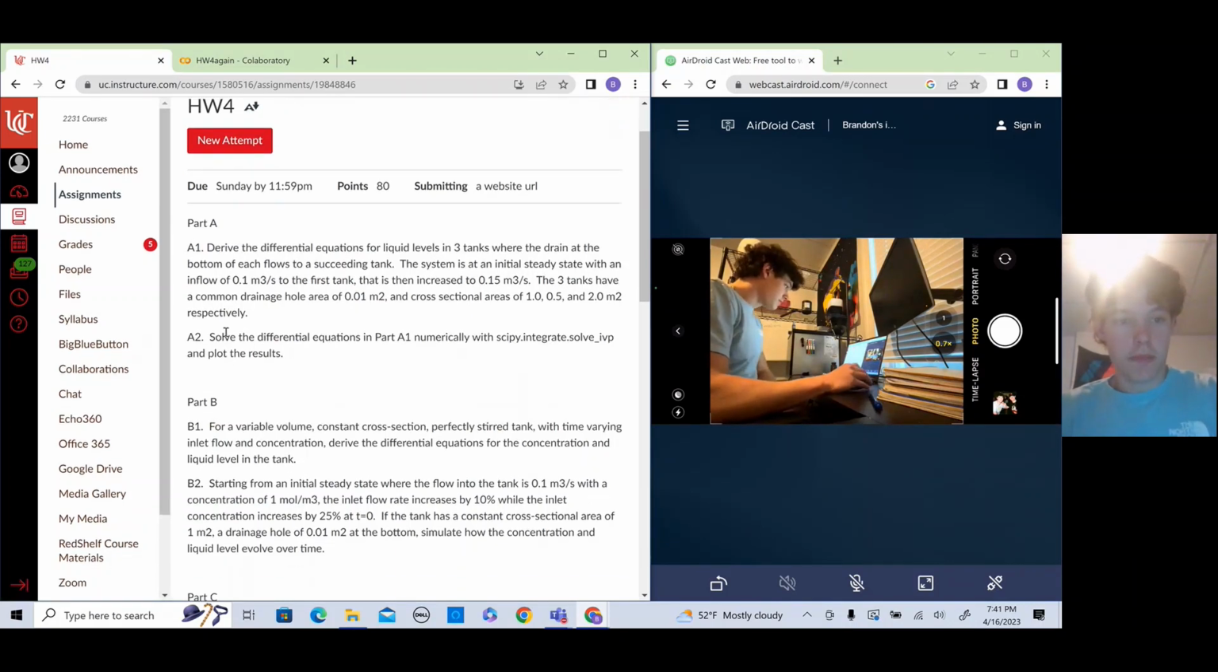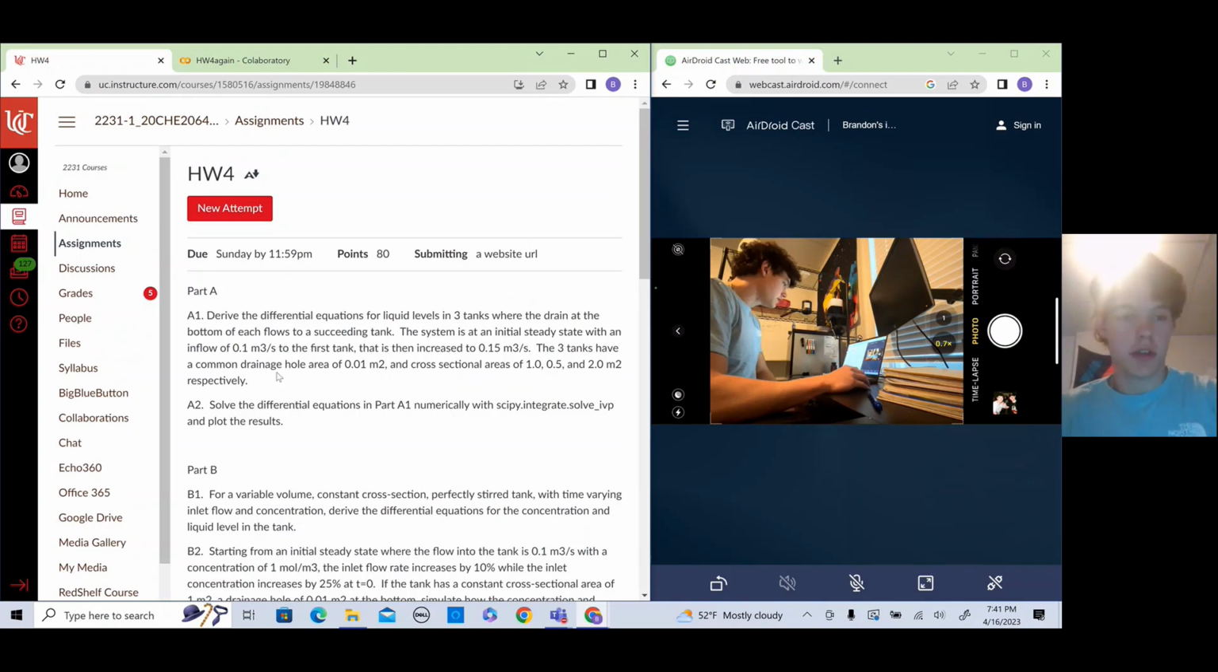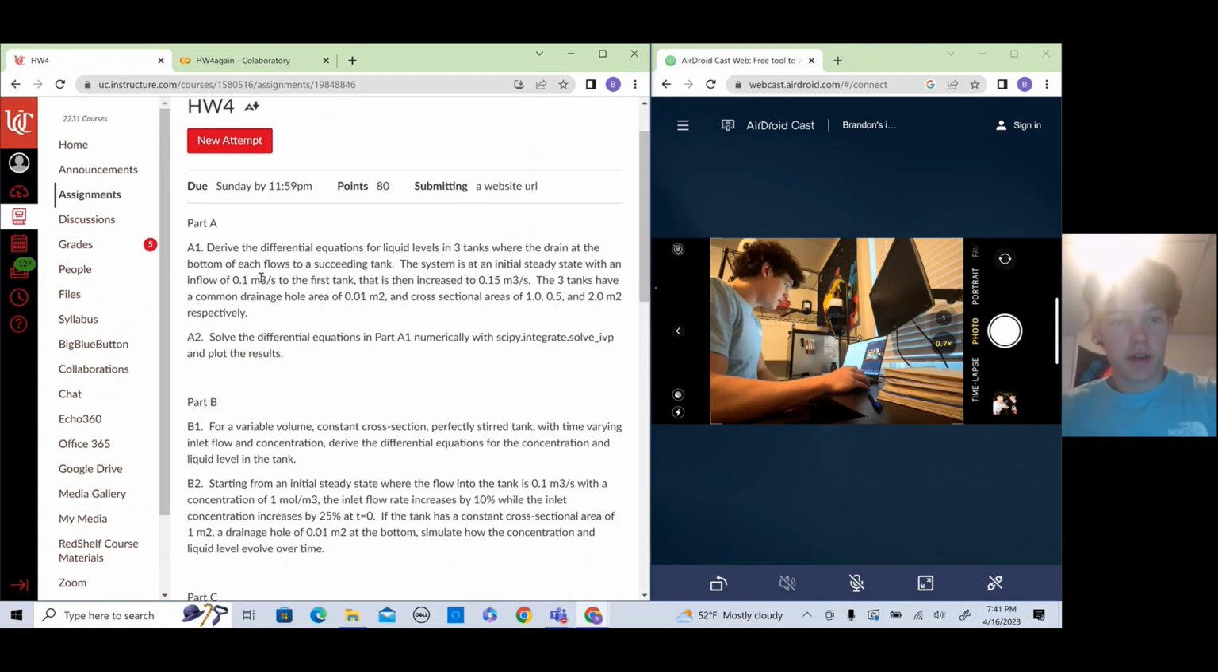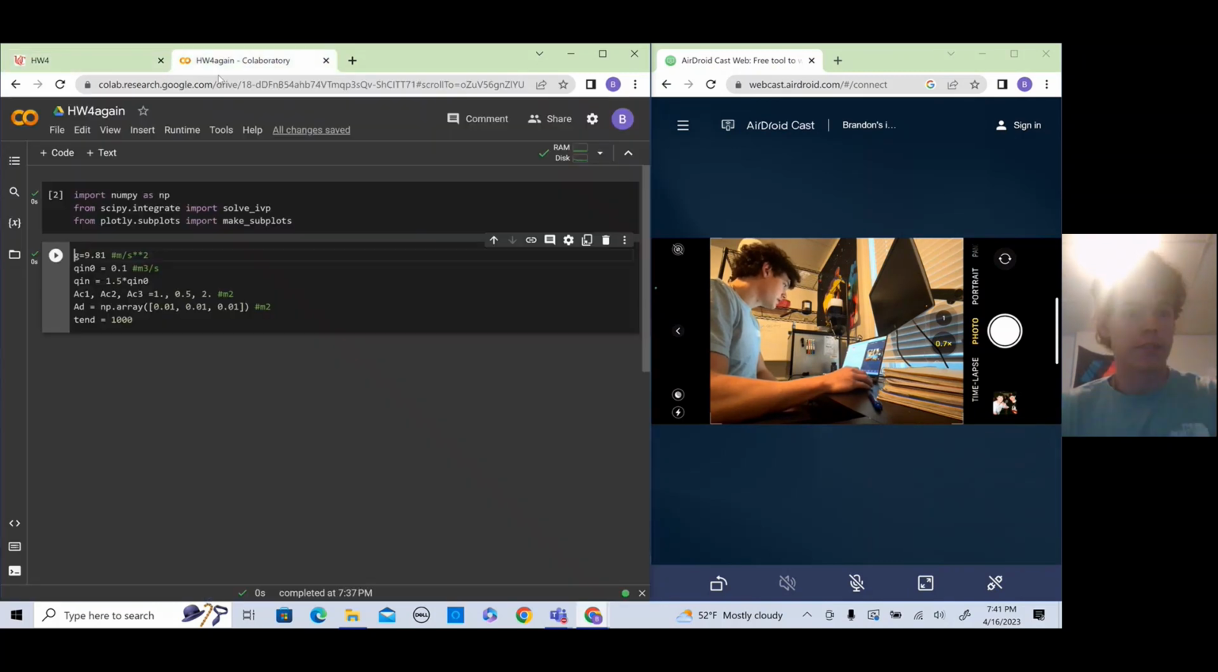For homework 4, part A2, we're going to use the equations we derived earlier in order to numerically solve our equation. We have our initial flow rate, what it's increased to, the drainage hole area, and the cross-sectional areas. We have NumPy, SciPy, integrate, and Plotly already imported, and we have our givens as well as the gravitational constant.